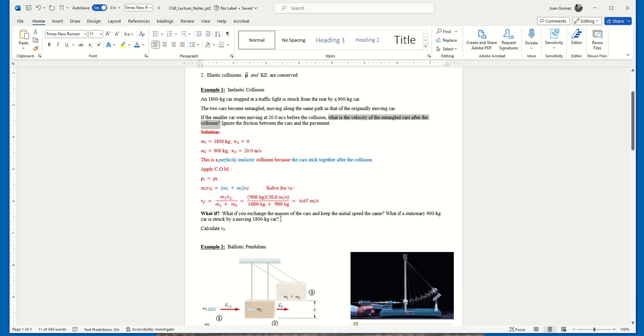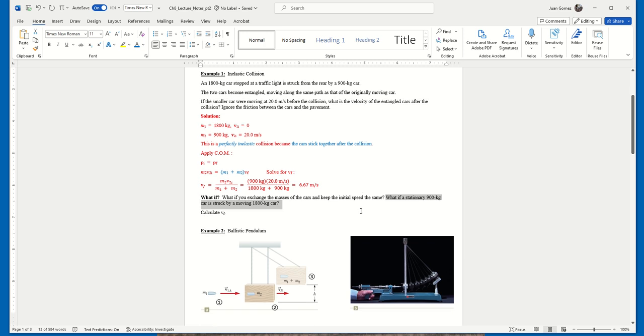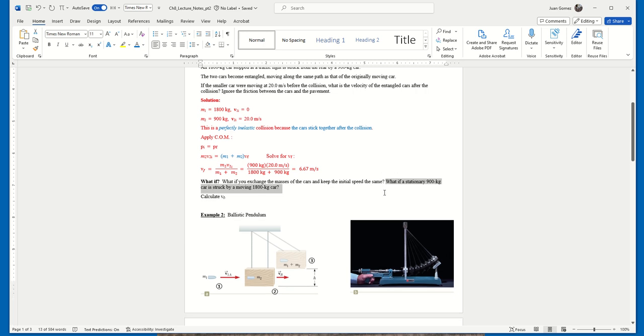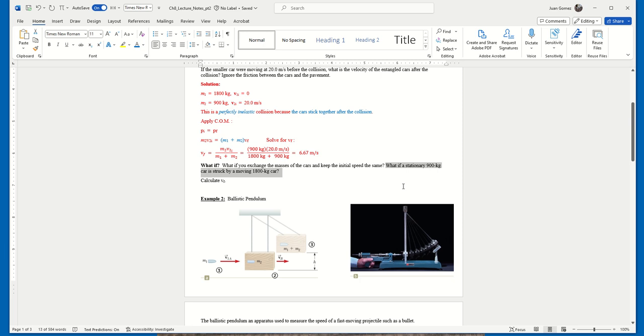And then here's a what-if problem. Just essentially redo this problem. What if the 900 kilogram car was parked at the light and it was rear-ended by the 1800 kilogram car? Try that on your own. It shouldn't be too difficult. But obviously the speed won't be the same. It'd be interesting to see what you get. All right, let's look at another perfectly inelastic collision.